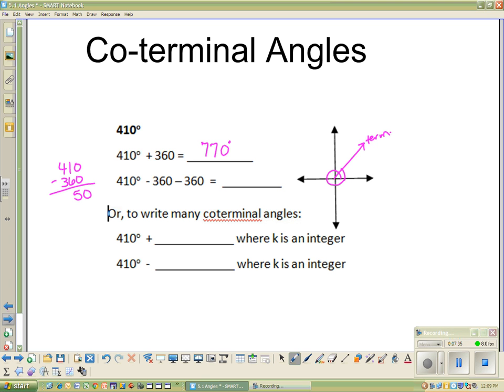If I wanted to get a negative angle, which I think you have to do in your homework, I would subtract another 360 so that I get to negative 310 degrees. And notice how this will finish back around at that point, negative 310. Or if I wanted to write many coterminal angles, I could do 360 degrees times some value k, meaning I could have 2 times 360, 3 times 360, and continue to add on all these revolutions around it. 360k, I could do subtraction as well.